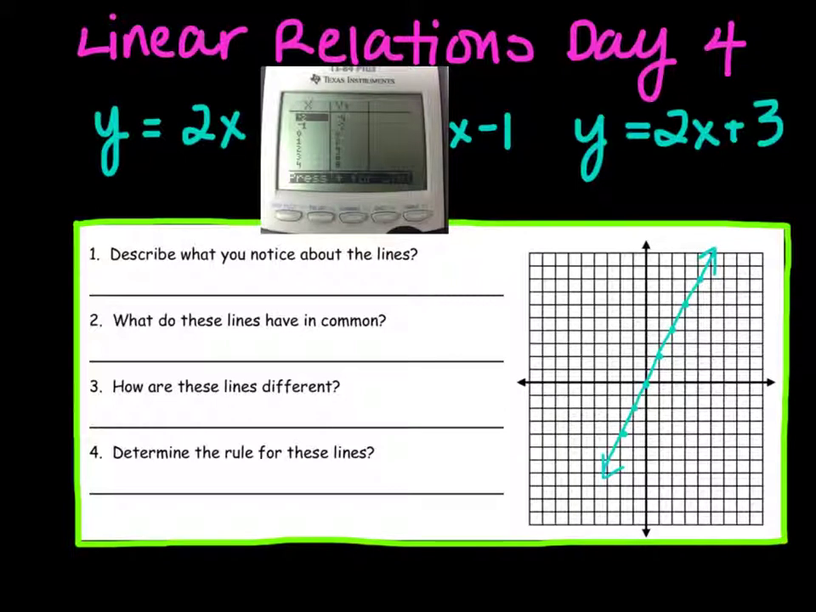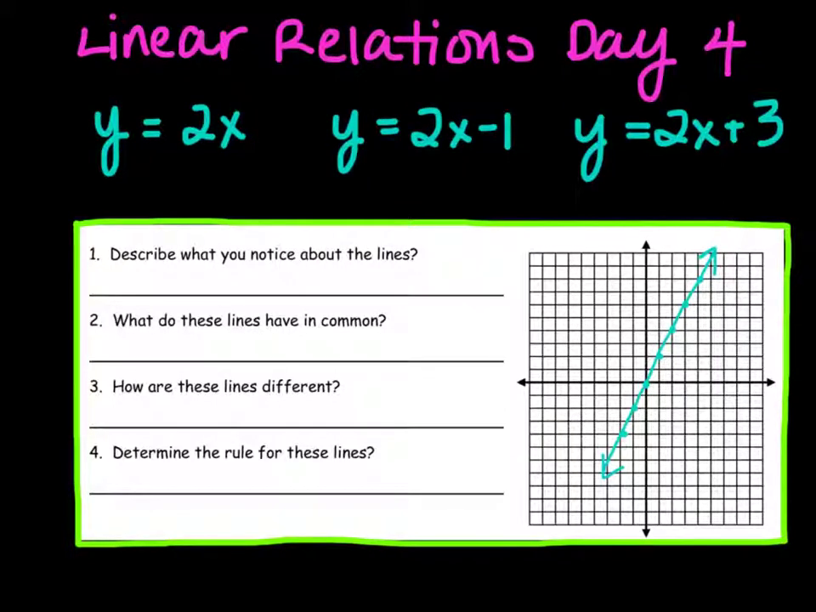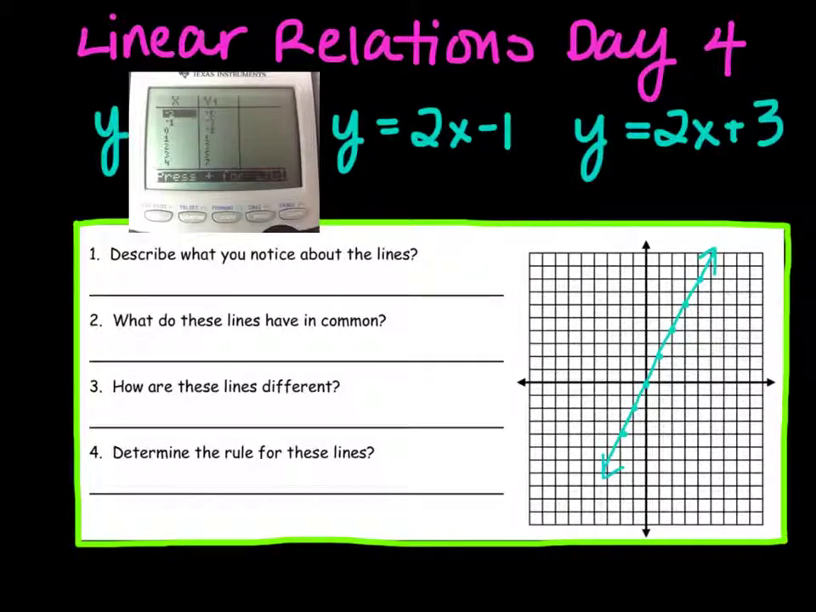Now let's get rid of this table here, and let's look at the second equation, y equals 2x minus 1. So this time my points have changed slightly. If I plug y equals 2x minus 1 into my calculator, I can see these new values for x and y. So I'm going to plot these points now.